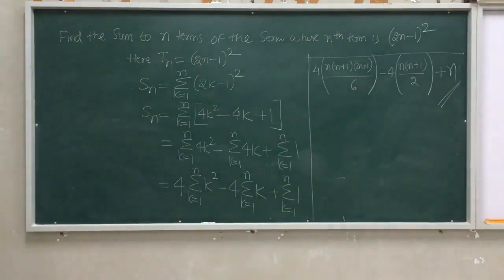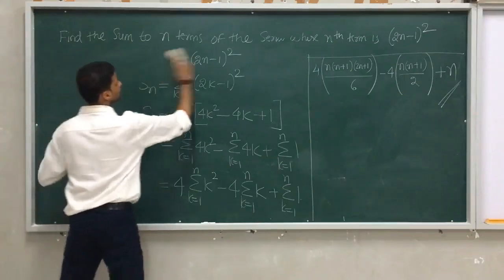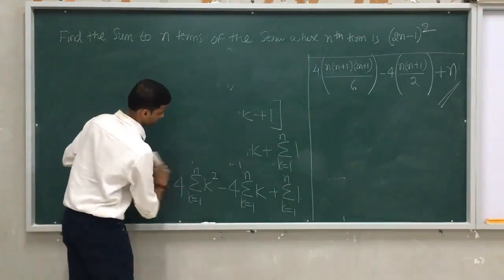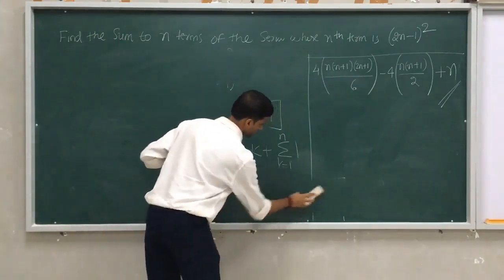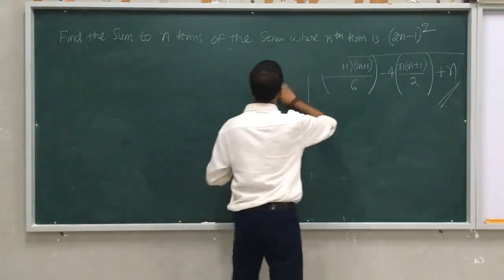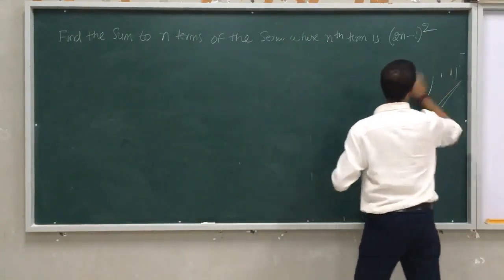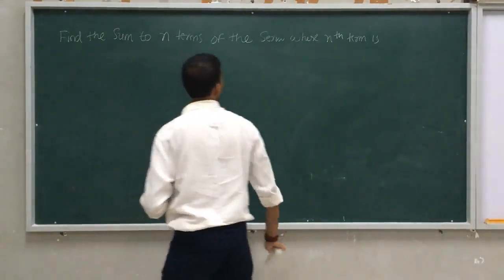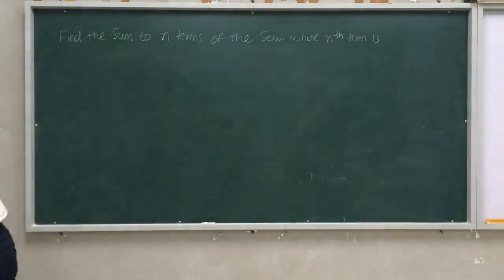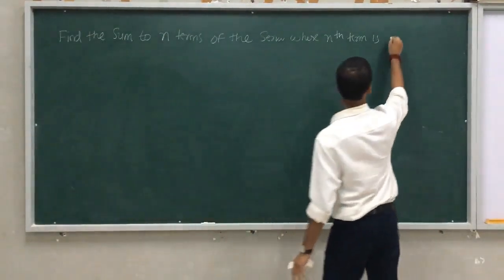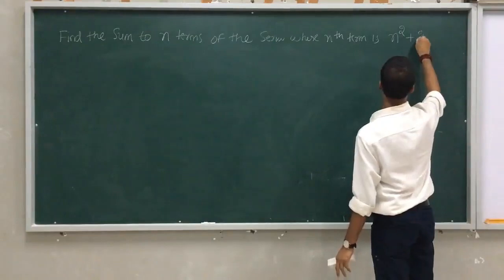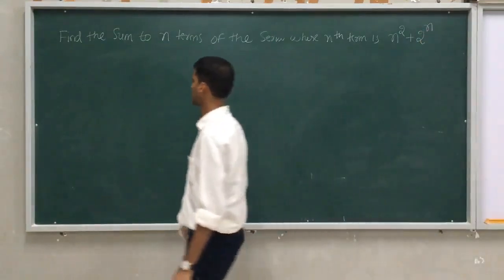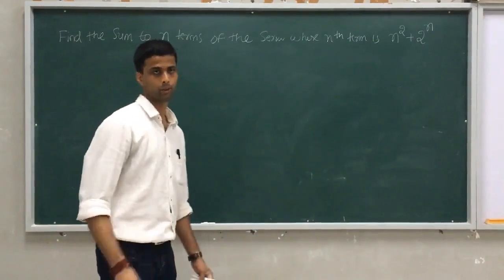Okay. So similarly, they have given many questions. You can take care of this question. Let me discuss one more interesting question. Find the sum to n terms of the series whose nth term is n square plus 2 raised to n. So this is the question whose nth term is known to me.